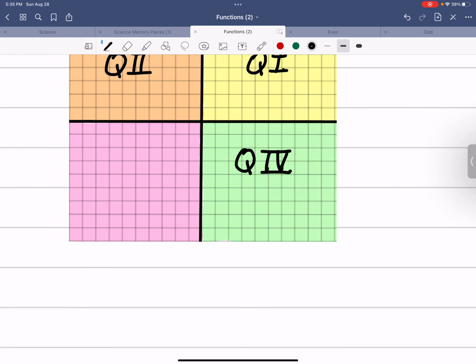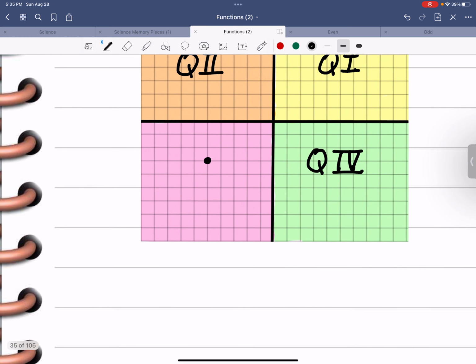So they want us to pick a point, any point in this quadrant. I'm just going to pick one at random, just wherever my pencil falls in that quadrant. And the one that I chose by random choice is 1, 2, 3, 4, 5 back and 3 down. So -5, -3. The important thing about quadrant 3 is that both the x and the y are negative.